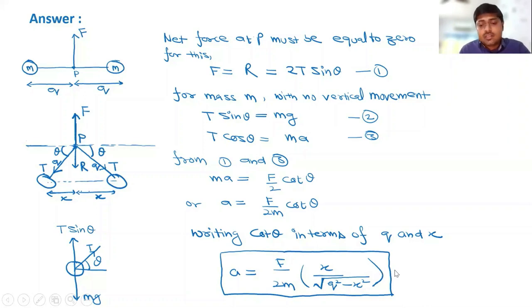Again, here in this problem, the value of any of these parameters like F, 2m, or x or q is not given. So we can write acceleration only in this form. We cannot find the exact numerical value of the acceleration here. So this will be our final answer.